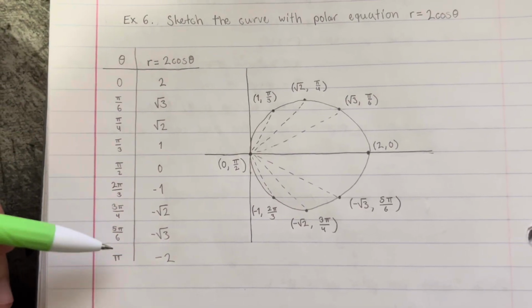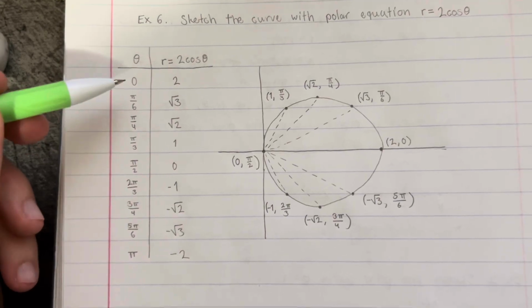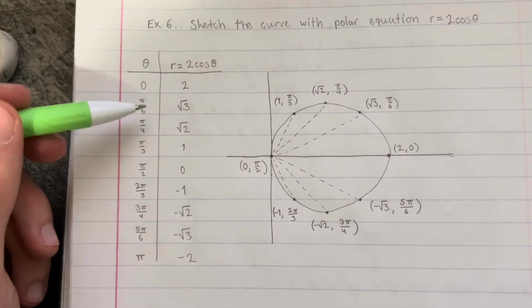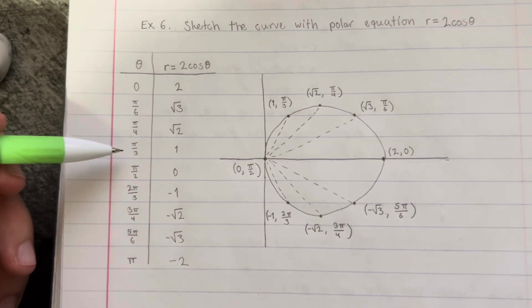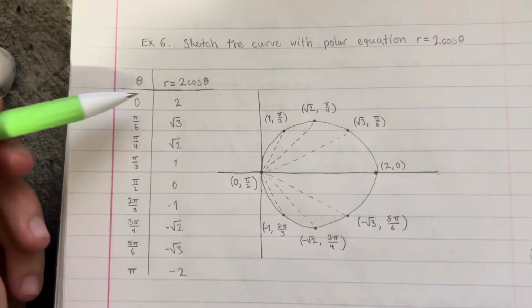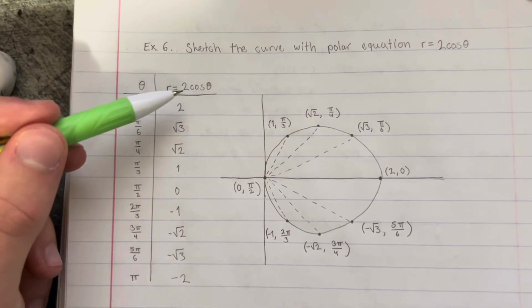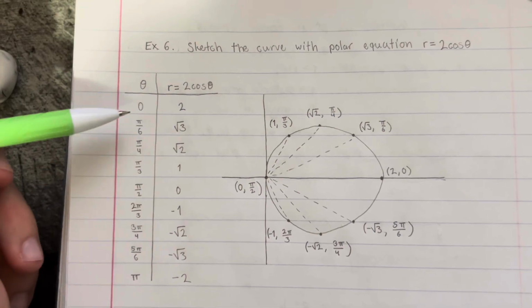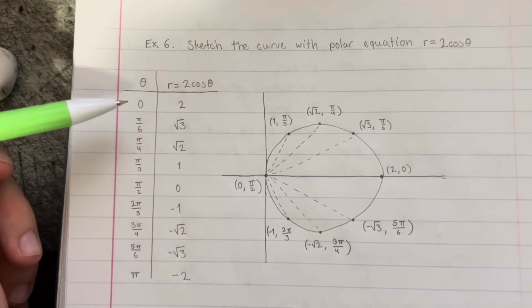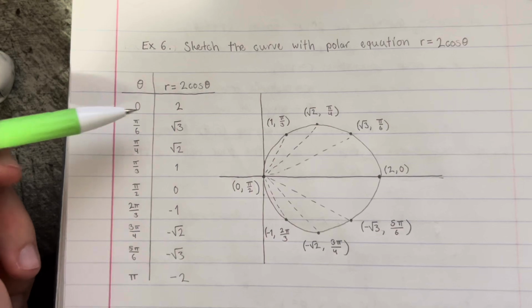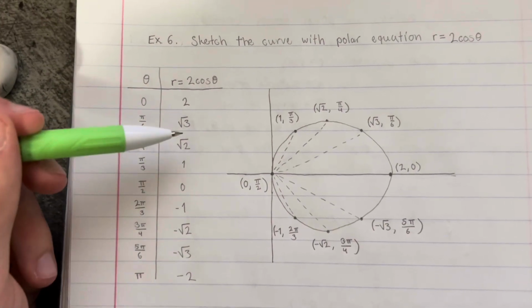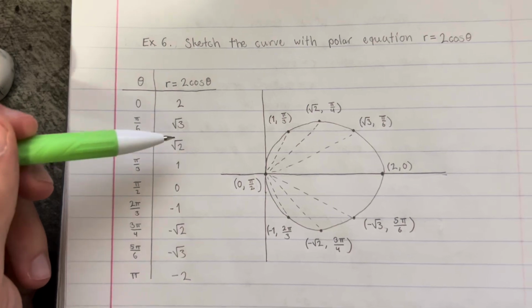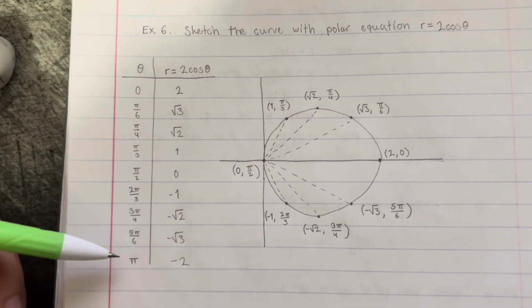So we just go from 0 to pi here for theta, and we just go in sixths. So we get 0, pi over 6, pi over 4, pi over 3, and so on. And then we plug these thetas into 2 cosine theta, and then we get the value here. So when theta is 0, the distance is 2. When theta is pi over 6, the distance is square root of 3. And so we keep going and going until we get to pi.